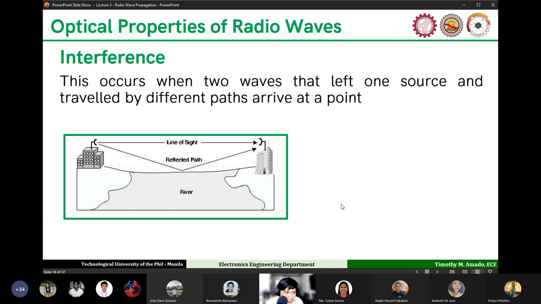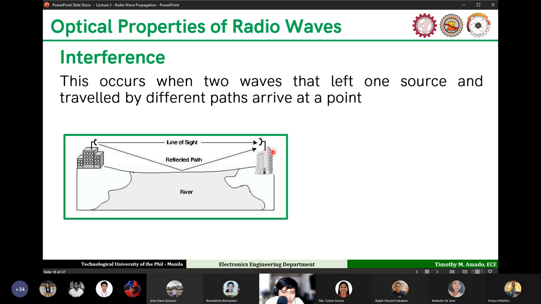For example, 'di ba sabi nga natin, kahit na diretso yung ating signal, nag-i-spread yan. So there are some particles na pwedeng, kunyari, meron kang body of water doon, magre-reflect. Okay, so pag nag-reflect siya, it is the same signal that will arrive at your receiver. Kasi kung hindi siya nag-reflect, di naman siya ma-receive ng receiver, di ba? Eh, dahil nag-reflect siya, na-receive din ng receiver tong signal na to.